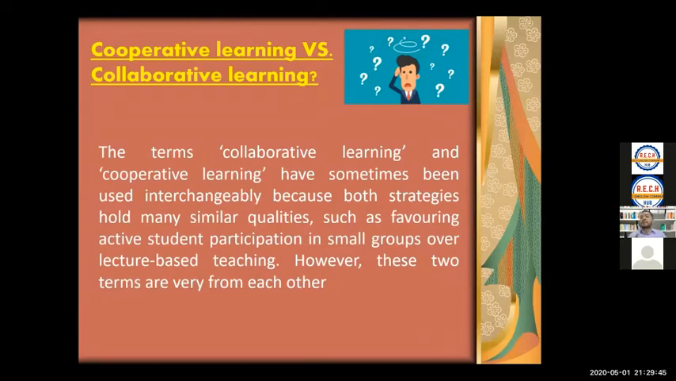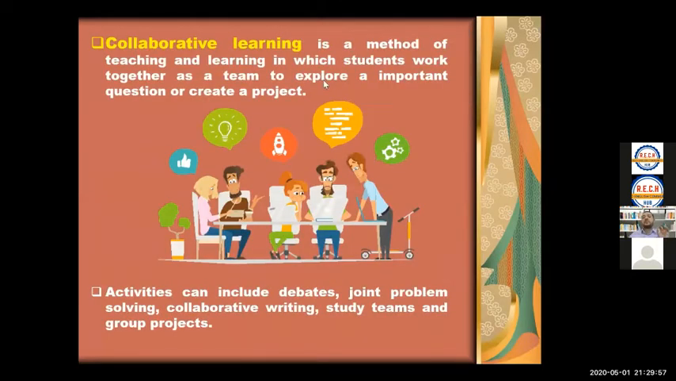I have to skip the difference between cooperative and collaborative learning just because of the time. But very quickly, I'm going to tell you the main difference between them. Collaborative learning is more like strategy B. It's a method of teaching and learning in which students work together as a team to explore an important question or create a project. There are no criteria. We don't set conditions for how they work and how they distribute the roles. Activities of collaborative learning may include debates, joint problem solving, collaborative writing, like a whole group writing one paragraph, for example, study teams and group projects.